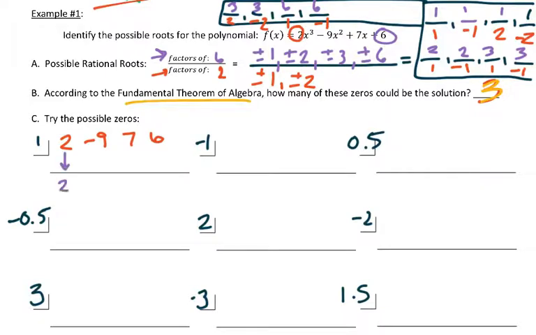So bring down our 2. 2 times 1 makes 2. -9 plus 2 makes -7. 1 times -7 makes -7. 7 plus -7 makes 0. Wait, as spoken: 1 times 7 makes 7. 7 plus 7 makes 14. 1 times 14 makes 14. 6 plus 14 makes 20. And since 20 is not 0, we are not going to use the number 1. Alright, moving on. Yes, it does take a while.